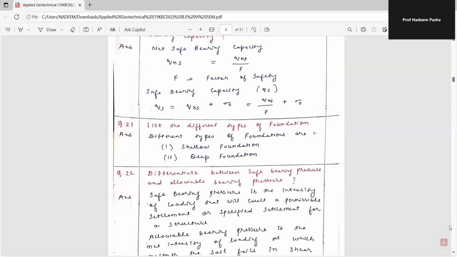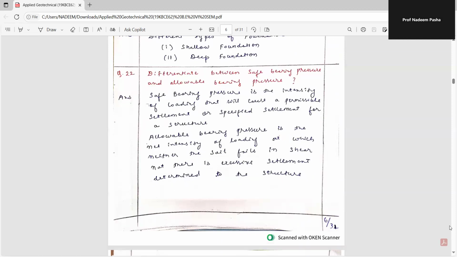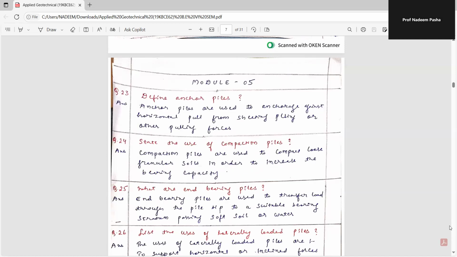What is safe bearing pressure? Differentiate between safe bearing pressure and allowable bearing pressure. Safe bearing pressure is the intensity of loading that will cause a permissible settlement or specified settlement for a structure. Allowable bearing pressure is the net intensity of loading at which neither the soil fails in shear nor there is excessive settlement detrimental to the structure.